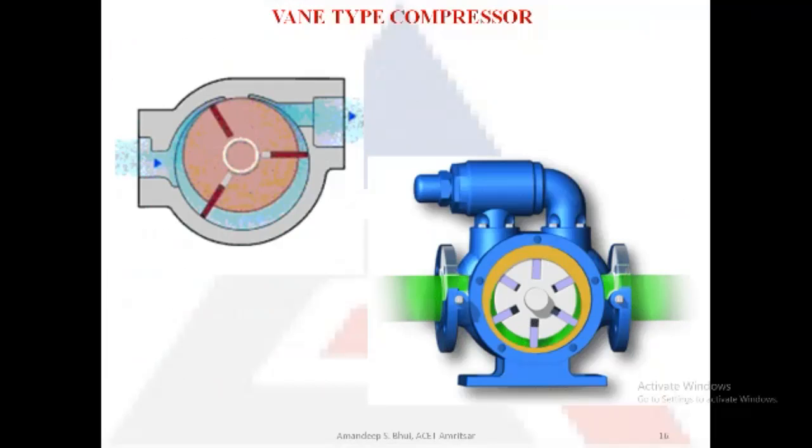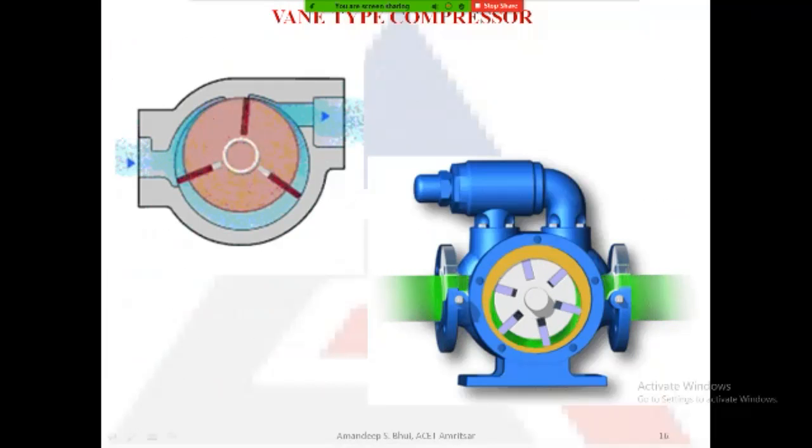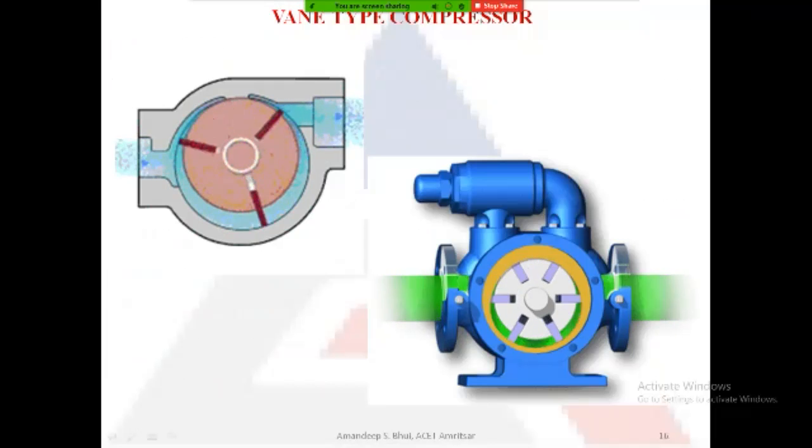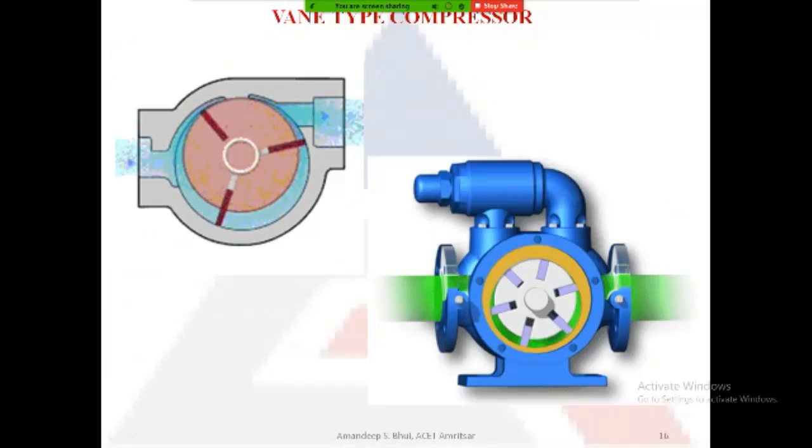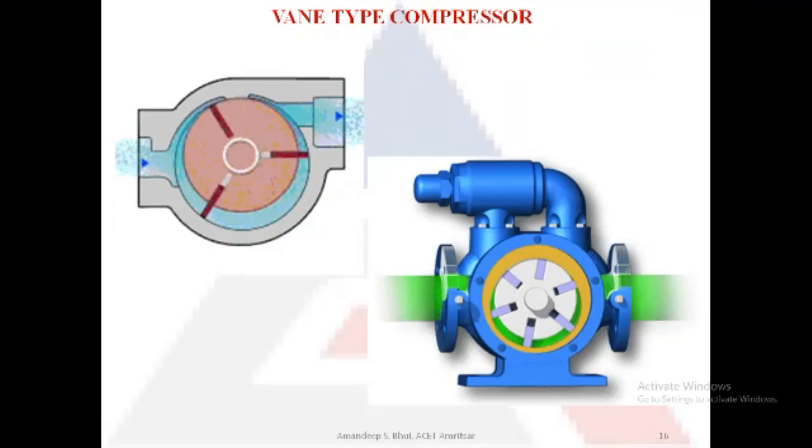Here you can see the animations where you can see the working. You can see the comparison between two types of vane compressors. The one on the left hand side has three vanes, and the one on the right hand side has six vanes. Depending upon the volume of air per unit time we need, and the amount of compression that we need, we can increase the number of vanes.